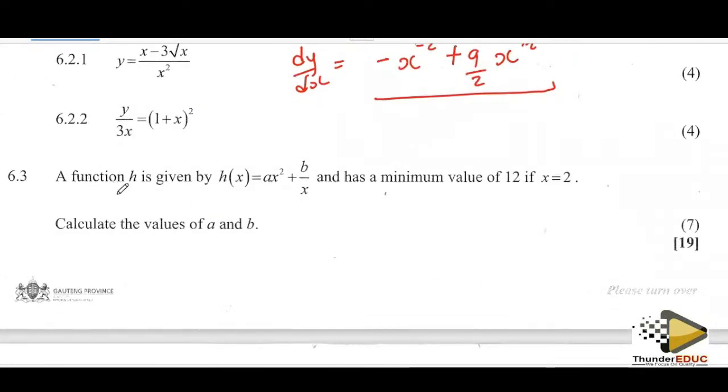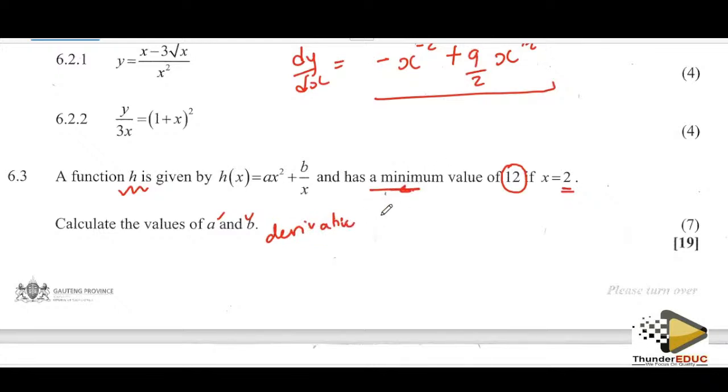6.3. Okay, there is a function f that is given as x squared plus b over x. And this function has a minimum value of 12 if x is 2. Find the values of a and b. So whenever we talk about minimum or maximum under calculus, what must come into our mind should be the derivative.